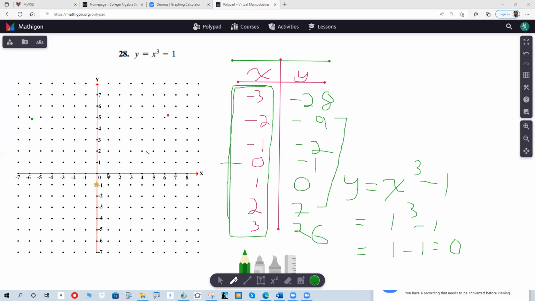(1, 0) is right here. Okay, (2, 7) is right here, 1, 2, 3, 4, 5, 6, 7. And (3, 26) is way up there, okay? Excuse me, I'm just going to draw it here. And (-2, -9), negative 2 is negative 9, is somewhere around here. And (-3, -28) is way down there.